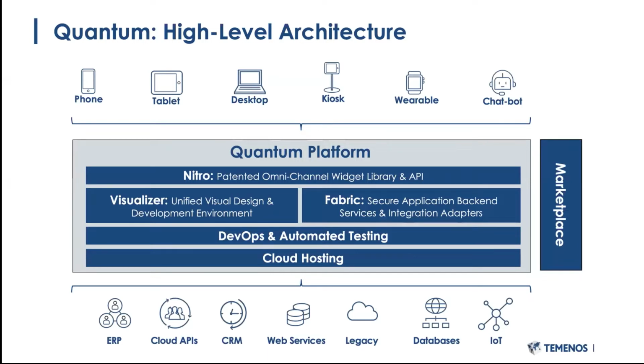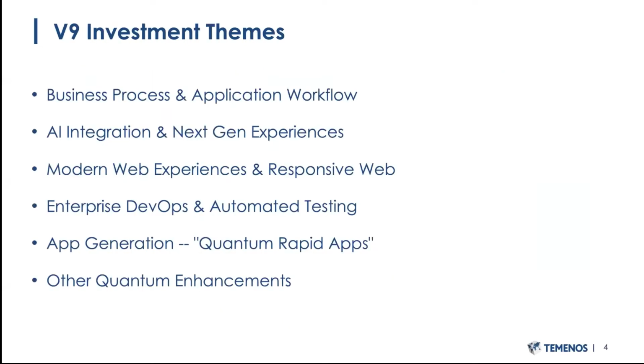So what we're talking about today is the enhancements to the Quantum platform that then will bubble up to those products. But other customers that have built custom applications can make use of this immediately. And if you have existing projects, you just need to upgrade to V9. So with that, these are the investment themes of V9 that we're going to go through today around business process and application workflow. Then Matt Trevathan and Faizan will take over and take us through AI integration, next-gen experiences, augmented reality, chatbots, conversational apps. We'll also do some updates on our modern web support, responsive web, the enhancements to our DevOps features, specifically in the area of automated testing.